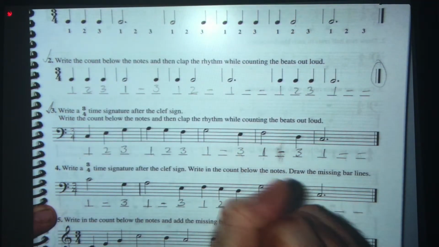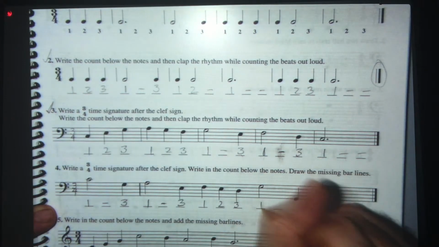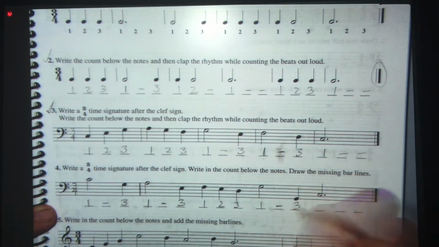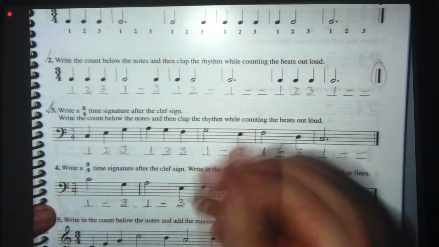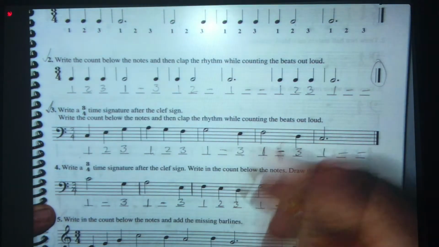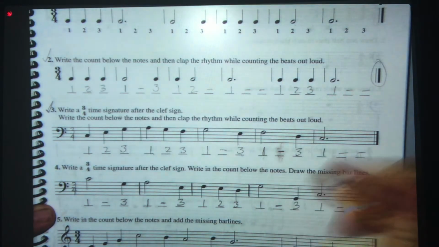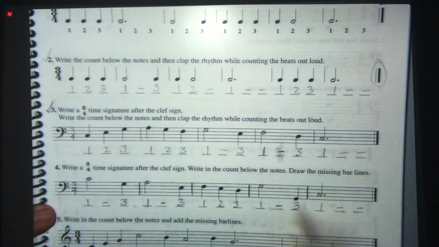And I'm going to recommend you just write in your numbers first. Thinking 1, 2, 3 the whole way. 2, 3. Then we'll go back, find our 3s, and put in our bar lines. Make sure the spacing looks good. So I didn't want to put that too close to this or too close to that.